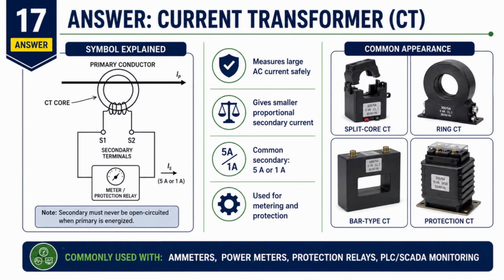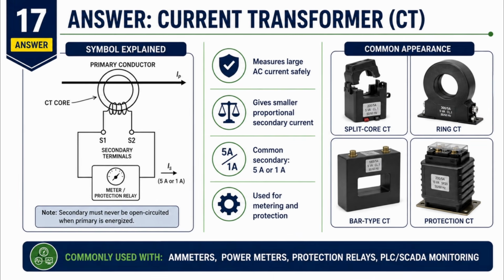It reduces a large AC current to a smaller proportional secondary current, commonly 5 amps or 1 amp. The CT ratio is very important. For example, a 200 to 5 amp CT has a ratio of 40 to 1. So when 200 amps flows in the primary, the secondary provides 5 amps. This signal is then used by ammeters, power meters, and protection relays.